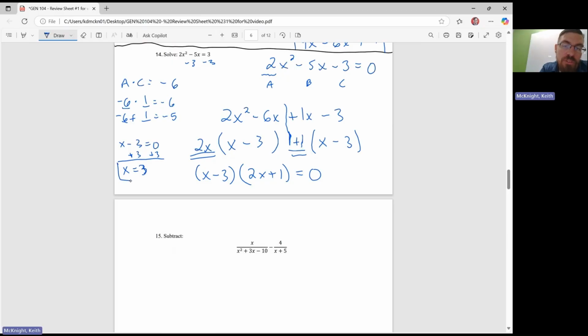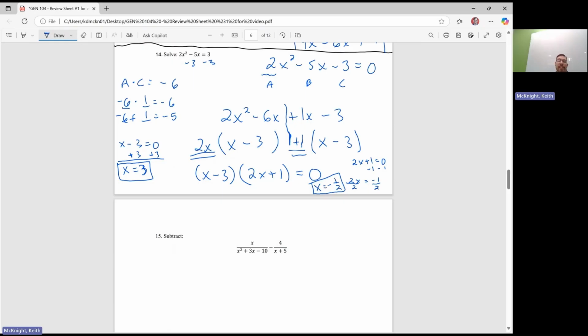Okay, so we have one solution here. Now we're also going to split out the other one. So we're going to say 2x plus 1 equals 0. If we subtract 1 from both sides, we get 2x is equal to negative 1. We're going to divide by 2. So we find that our second solution is x is equal to negative 1/2. So we have two solutions, and that's what we were expecting to find.